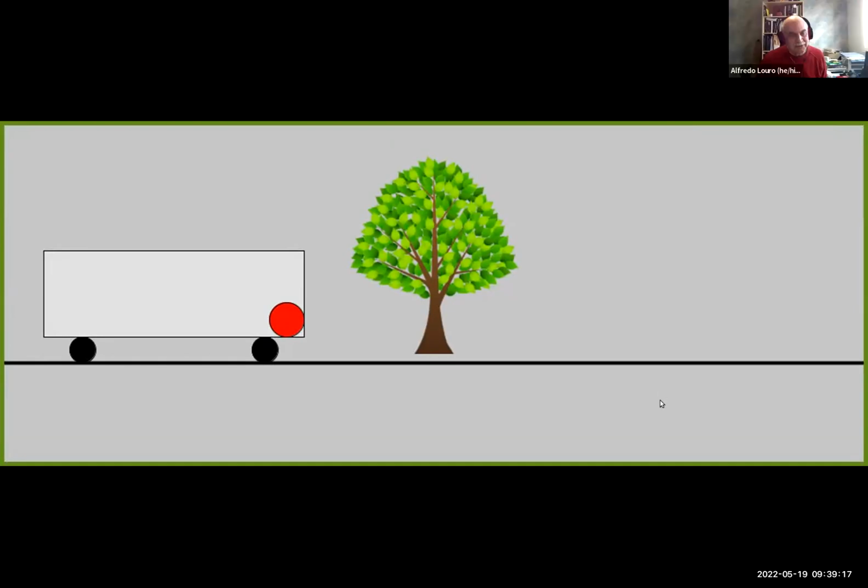Okay, so yeah, so there's the tree and there's the wagon, and you're standing outside. This is important. Okay, so watch what the ball does. And for reference, look at the tree at the same time.